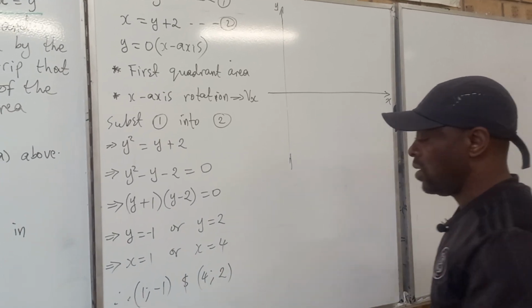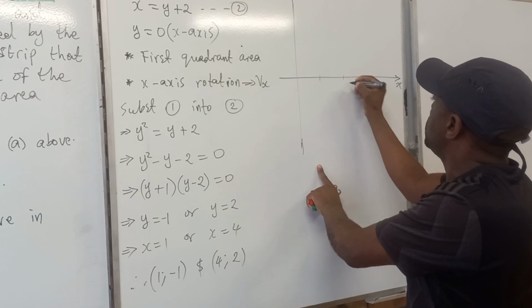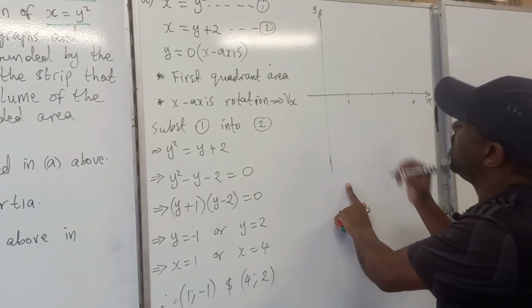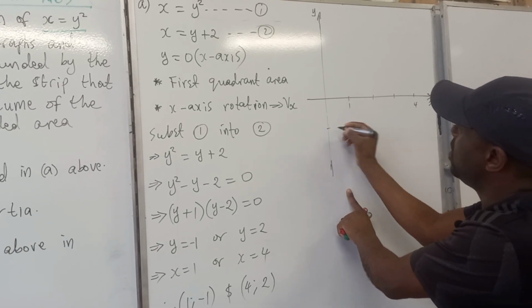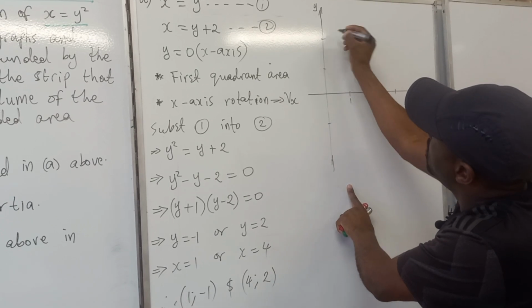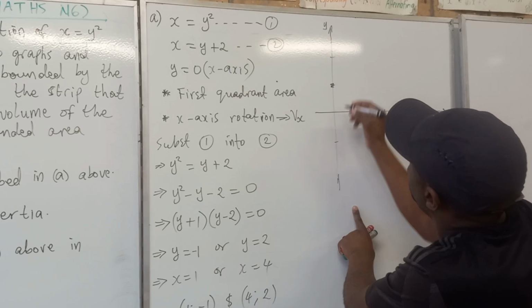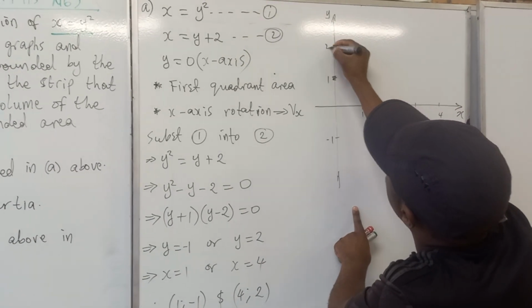The x values are from 1 to 4, so I can just spread them out: 1, 2, 3, and 4. Those are my x values. I get my 1 and 4 there. My y values, we've got a negative 1 and a 2. So I get something like that. This gives me an idea of what I should be expecting.